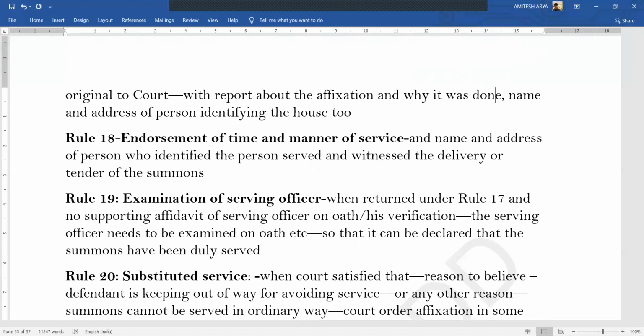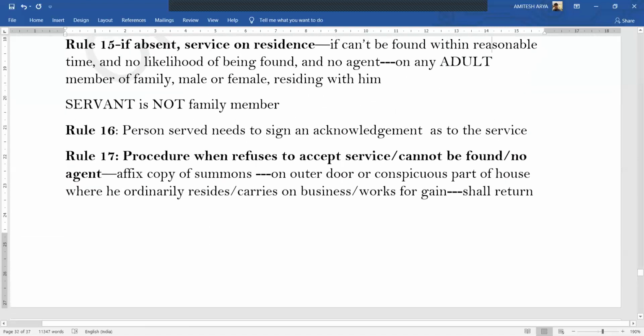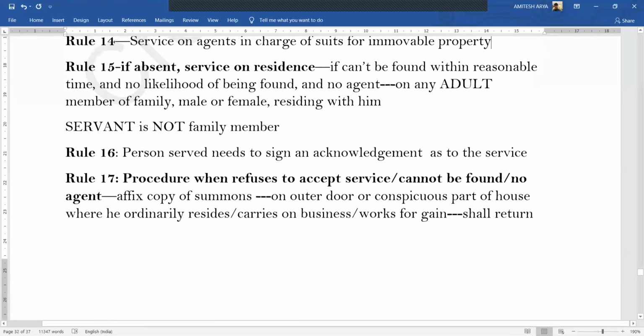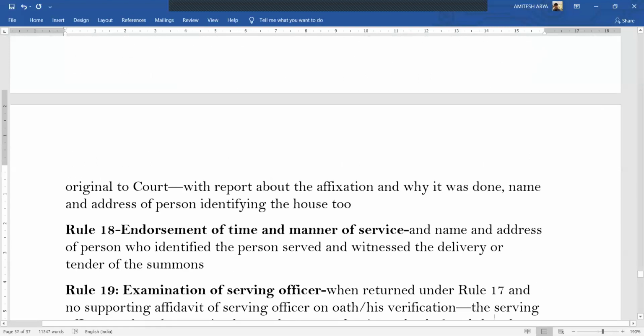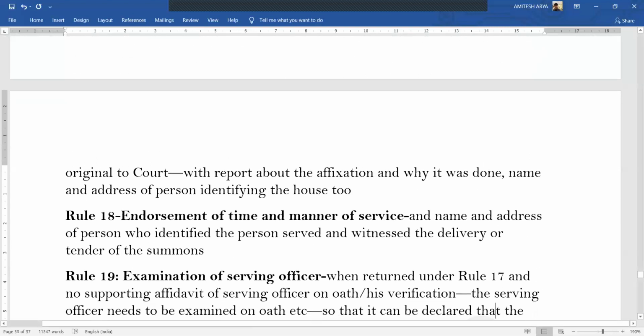Then we will also see what happens when the summons has been delivered. Whenever the summons has been delivered, the person has to sign an acknowledgement that yes, I did get this. They also have to write who was the person served, and the server will tell how he identified the person. If under Rule 17 there was no person and he went to affix at that place, he has to come on affidavit, on oath, on verification, and tell that such and such circumstances happened and this is why I had to affix it.